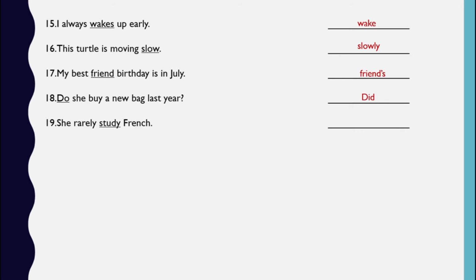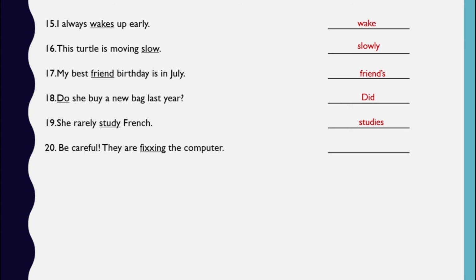She rarely studies French. Do you have a keyword here? Yep, it's rarely. Rarely belongs to the present simple tense. So we have to change the verb into the present simple. But first we have to look at the pronoun we have. We have the pronoun she. So the verb study, we have to put an ending at the end of the verb. So let's look at the ending of the verb here. It's y, and the letter before it is a consonant. We said if we have a verb that ends with y and the letter before it is a consonant, we have to cross the y and add ies. So the answer should be studies.